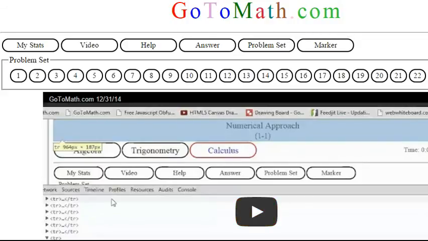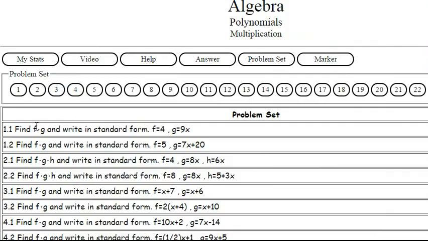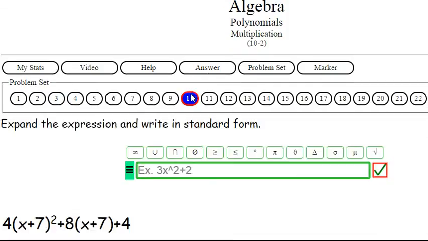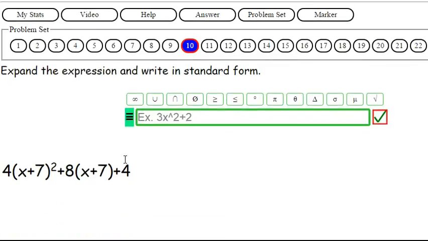Okay, we're over at GoToMath.com. Click on the algebra. Let's go down to multiplication. And we are doing 10.2, it looks like. 10.2. So we have 4 times x plus 7, quantity squared, plus 8 times x plus 7, and plus 4 on the end. Right, expand the expression, write in standard form. Got it.